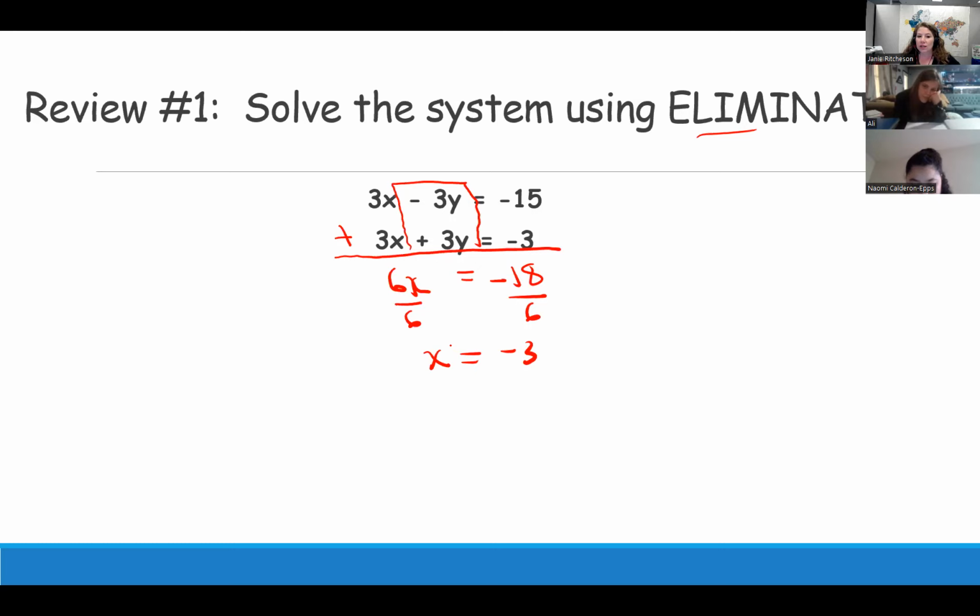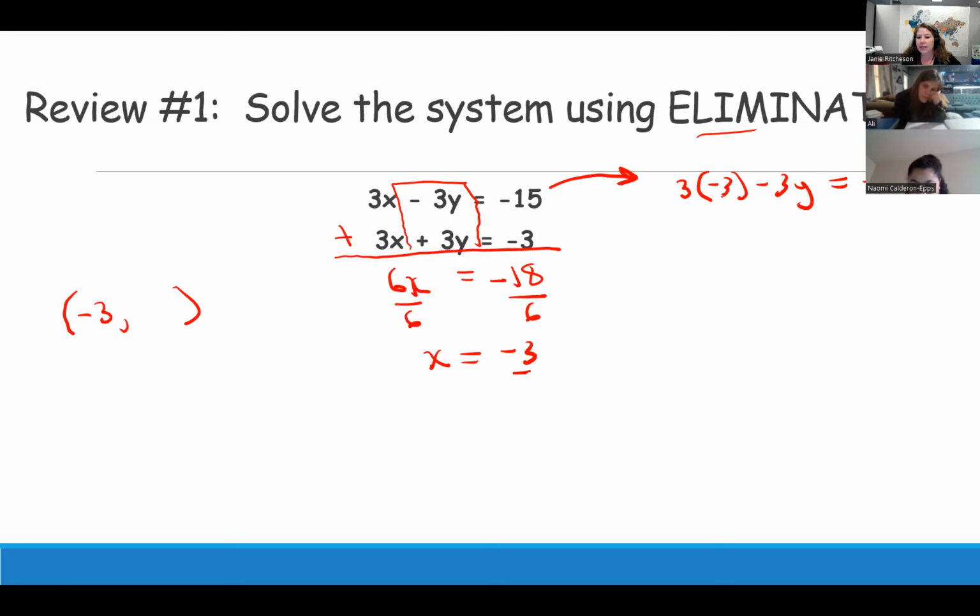All of the solutions for systems have to have an x and a y. So now we're going to take our solution for x. We know that half of our answer is x equals negative 3. Now we're going to plug in negative 3 for x in either of our equations. It doesn't matter which one we use. I'm just going to use the top one. I'm going to plug in negative 3 for x to figure out what y is.